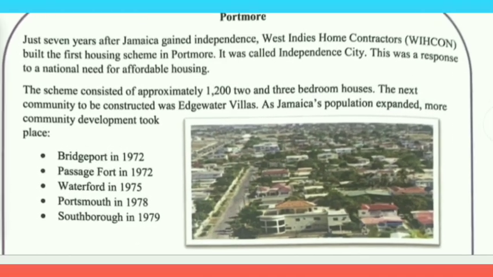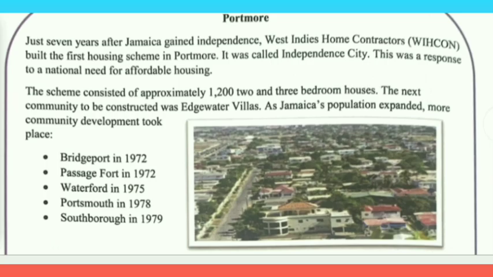Portmore. Just 7 years after Jamaica gained independence, West Indies Home Contractors, which is WIHCON, built the first housing scheme in Portmore. It was called Independence City. This was a response to a national need for affordable housing. The scheme consisted of approximately 1,200 2- and 3-bedroom houses.